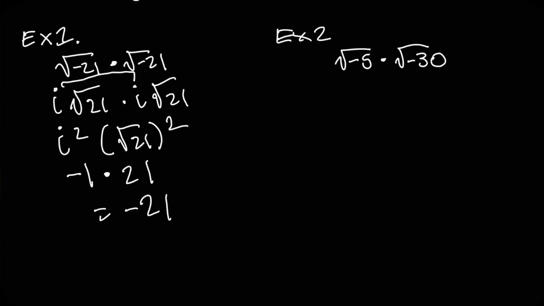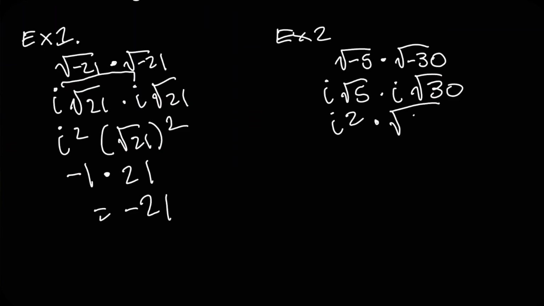Okay. So for our second example, let's reduce it. i and then the square root of 5 times i square root of 30. Again, i squared times, and then we'll have 5 times 30, and then i squared, and then we'll have the square root of 150 because it's 5 times 30.